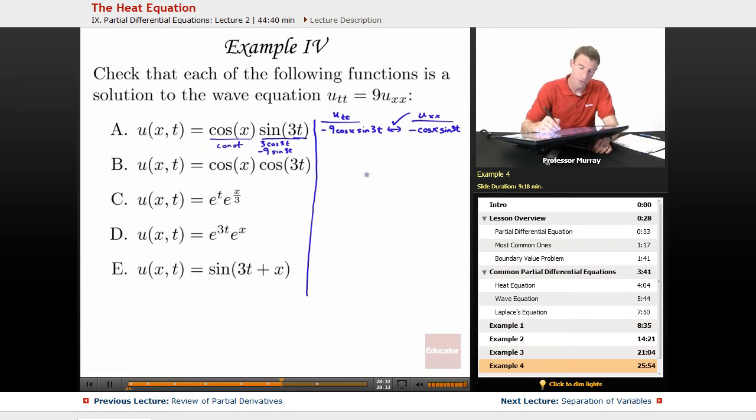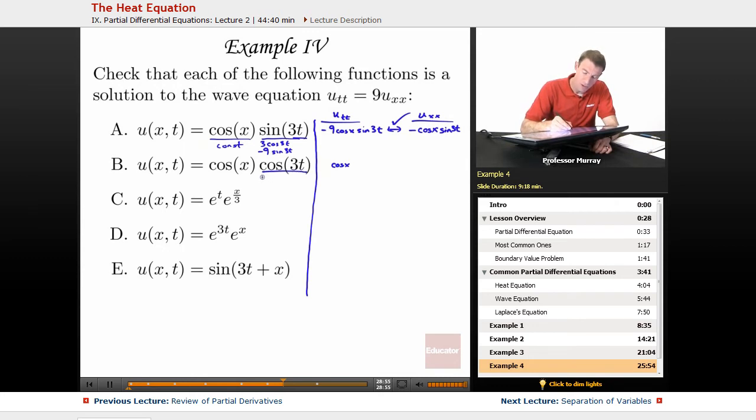So let's go ahead and try that with the second function here. u of x, t is equal to cosine x cosine of 3t. So u sub tt is cosine x, because we think of that as just being a constant since we're taking the derivative with respect to t. Cosine of 3t, let me take two derivatives of that.